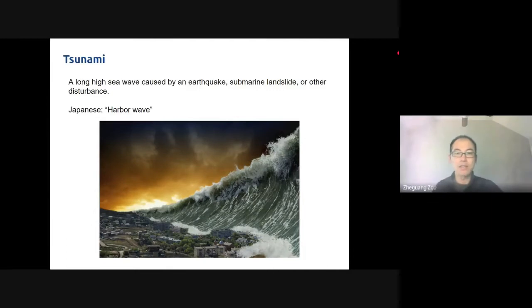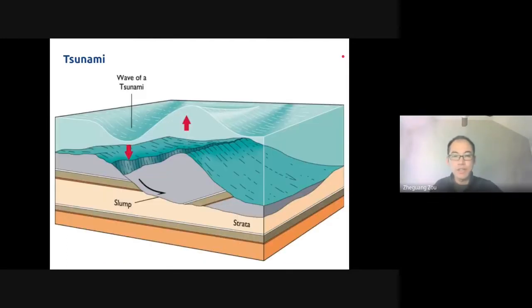Let's see that. So this is the generation of a tsunami. One example here is a slump, an underwater seafloor slide or something like that. Once they have this slump, it releases energy, and that energy will perturb the water. So the surface can feel that perturbation and start to vibrate.